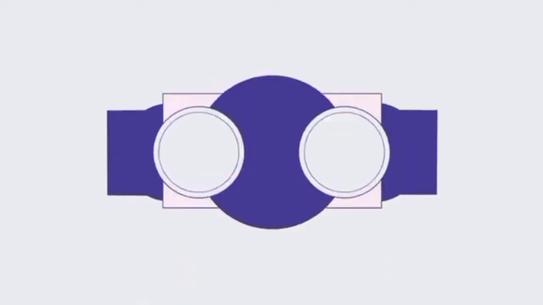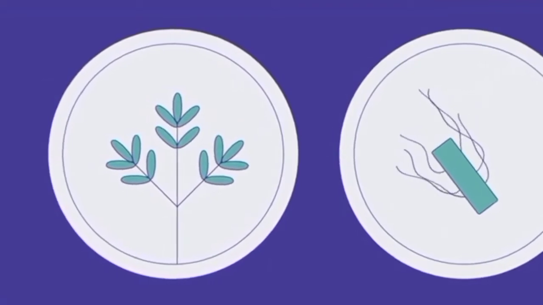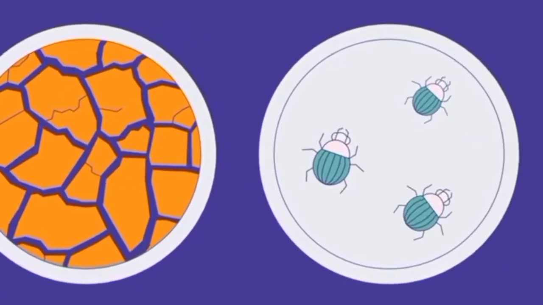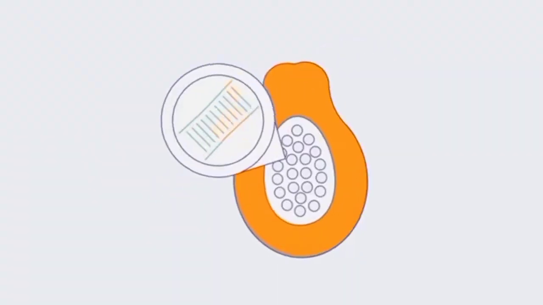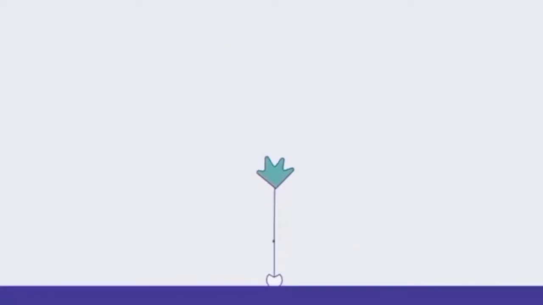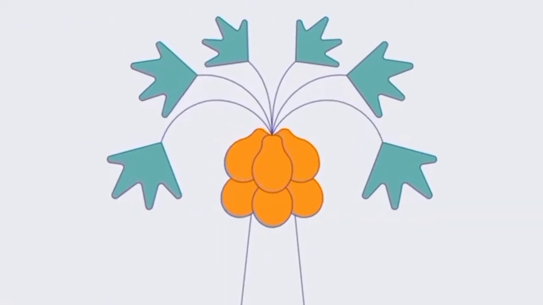First, scientists look for a desired trait in a plant, animal, or even bacteria. It could be a trait like resistance to drought, insects, or viruses. Then they copy the gene that contains that trait and insert it into the DNA of the plant they want to improve. Scientists then grow that plant to see if it adopts the desired trait.